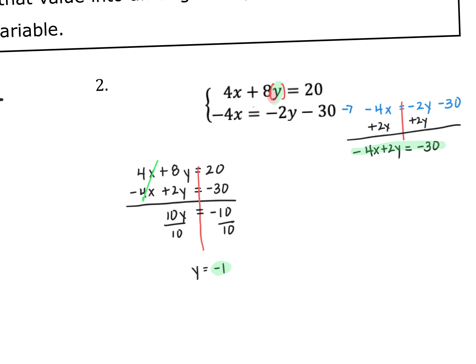So I'm going to start with, change colors so you can see what I'm doing here. 4x plus 8, now I'm going to use parentheses, -1 equals 20. Okay, 4x is not going to change, that's going to stay a 4x. 8 times -1 is going to give me -8. So instead of saying plus negative 8, I'm just going to write minus 8 right there. Equals 20. Okay, to get rid of that minus 8, I'm going to add 8, add 8.